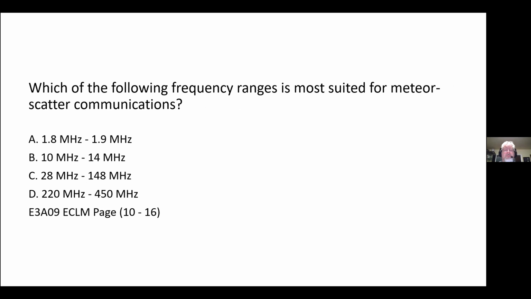Which of the following frequency ranges is most suited for meteor scatter communications? A, 1.8 megahertz to 1.9 megahertz. B, 10 megahertz to 14 megahertz. C, 28 megahertz to 148 megahertz. Or D, 220 megahertz to 450 megahertz.